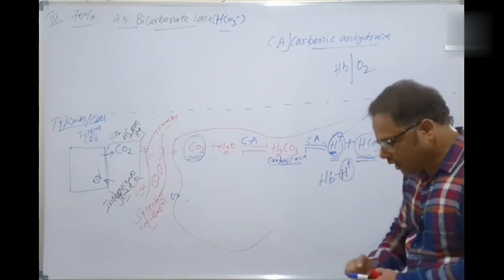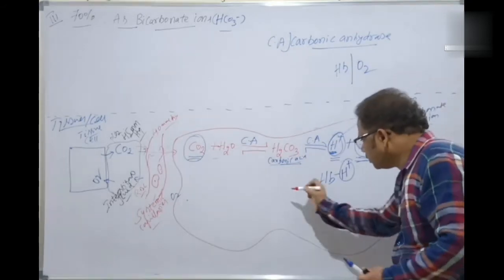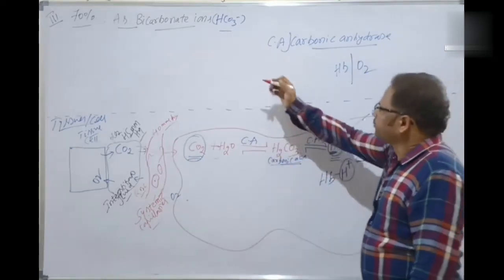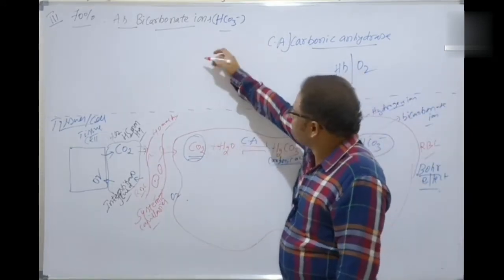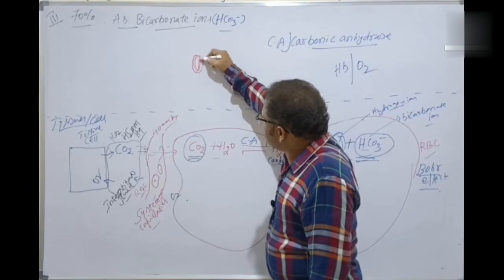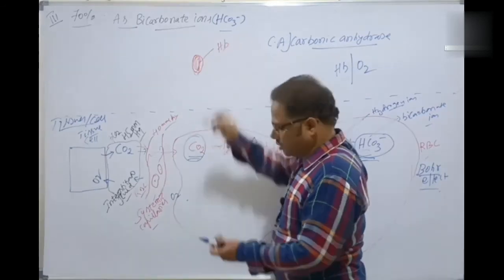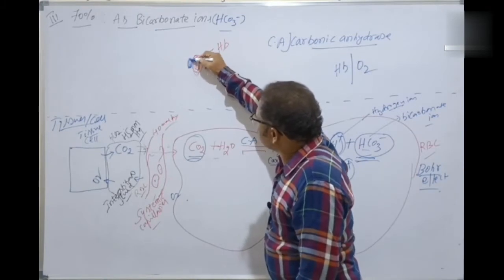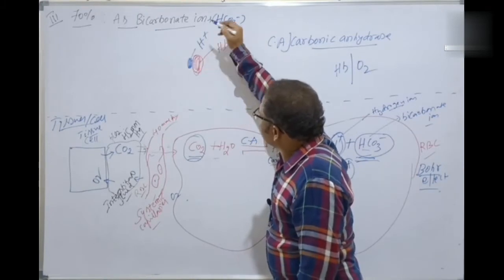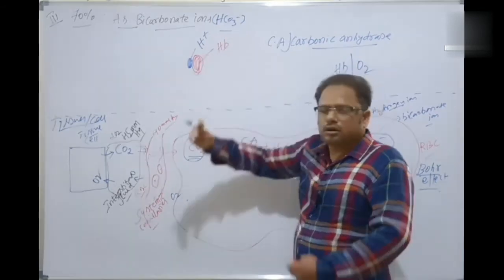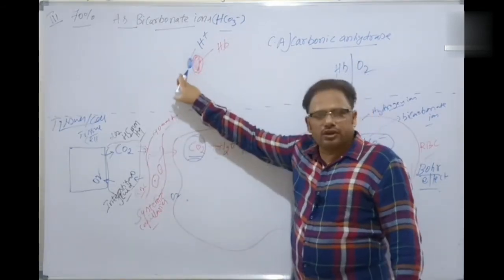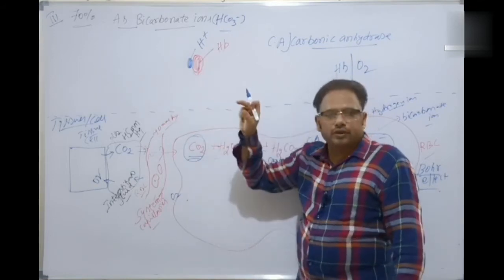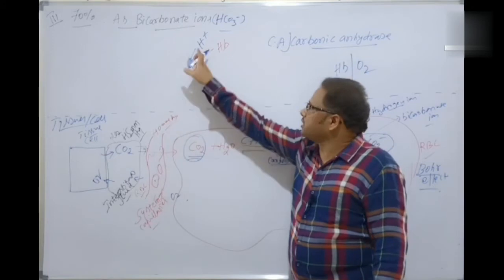For example, I'll draw this separately to explain. This is hemoglobin, let's assume, and this is a hydrogen ion. Hemoglobin binds tightly with the hydrogen ion. It is not letting loose of this hydrogen ion.